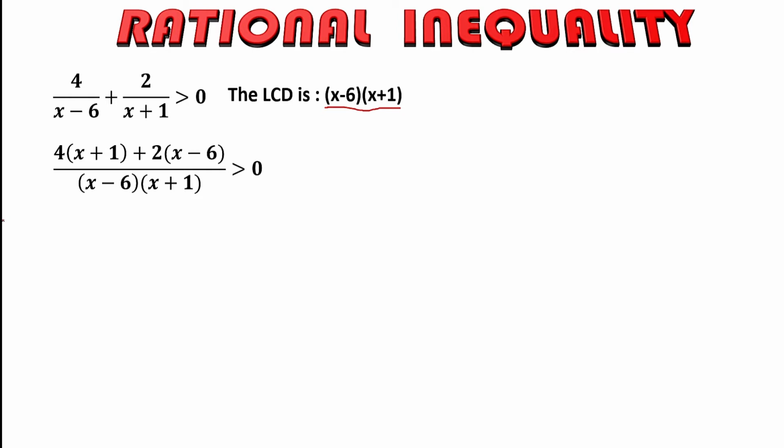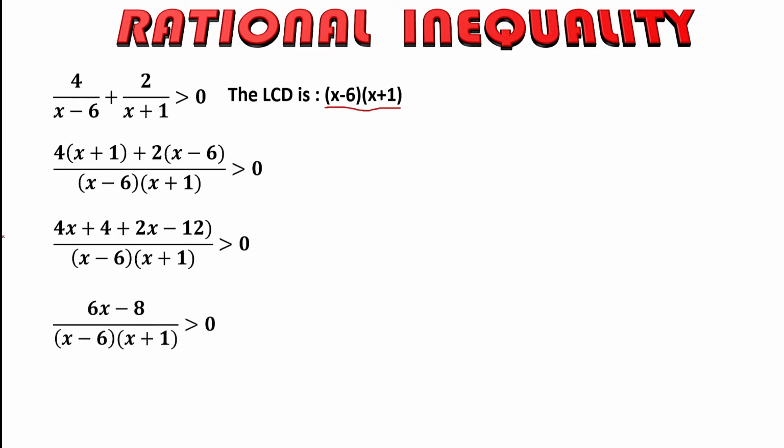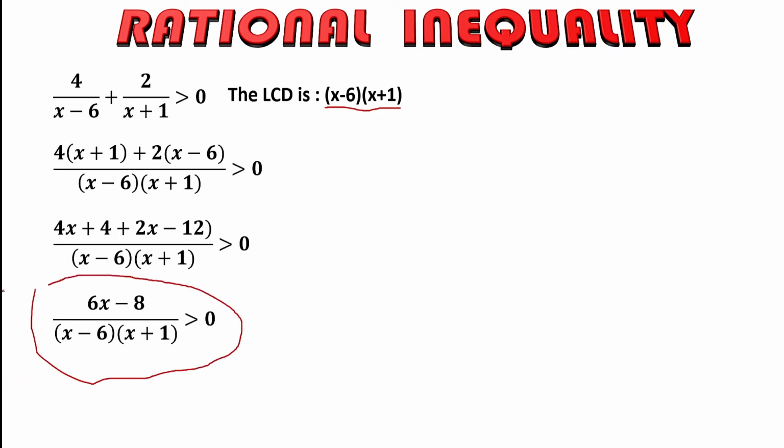After that, you use the distributive property and combine like terms, and this is my new inequality expression. Next, you need to find the zeros of this rational function. To find the zero, the numerator has to be equal to 0. Solving this equation, the zero is 4/3.